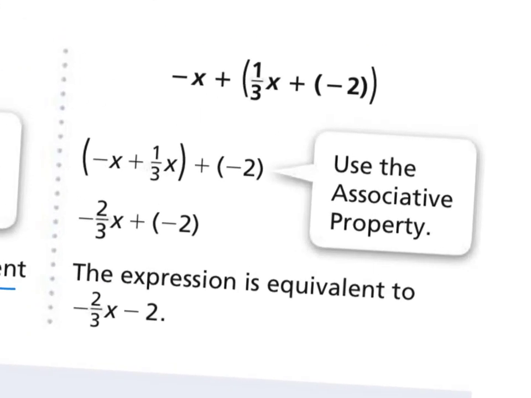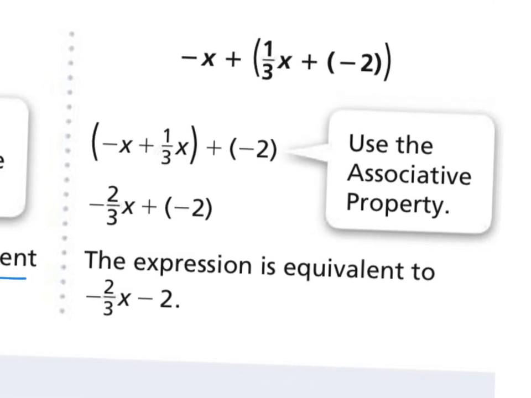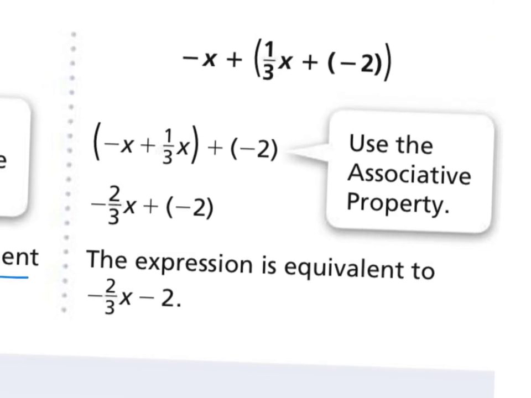And then the third one, we've got kind of a mess going here. So we have some like terms we can combine. Negative x plus 1/3 x. Remember, if there's not a number in front of the x, we can put a 1 there. So that's like negative 1x plus 1/3 x.